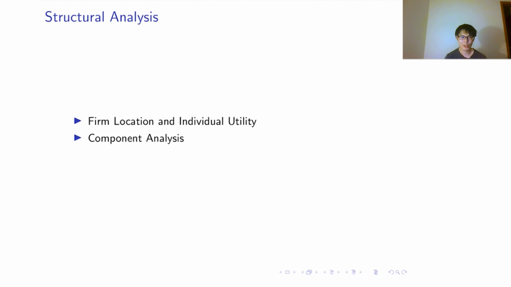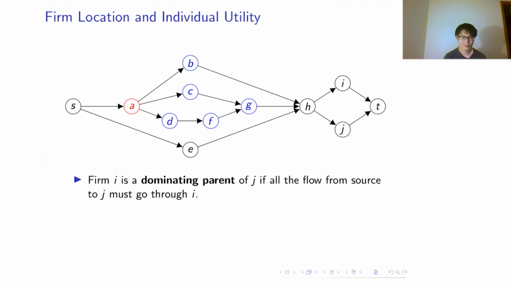Now, from the main theorem, we're able to derive a rich set of structural analysis. We start from two aspects. First, the local aspect, and second, the global aspect. So for the local properties, we discuss the firm location and individual utility, while for the global properties, we discuss how the components can affect the equilibrium.